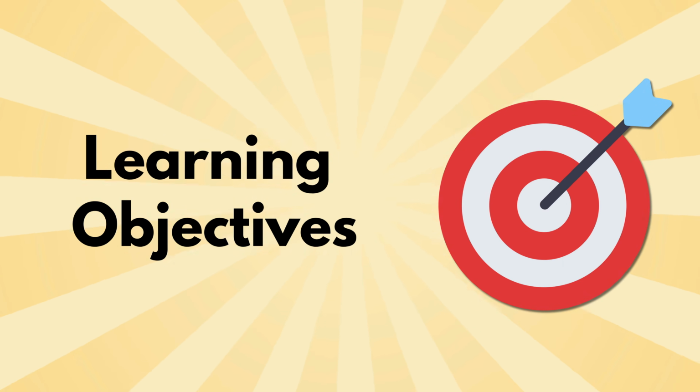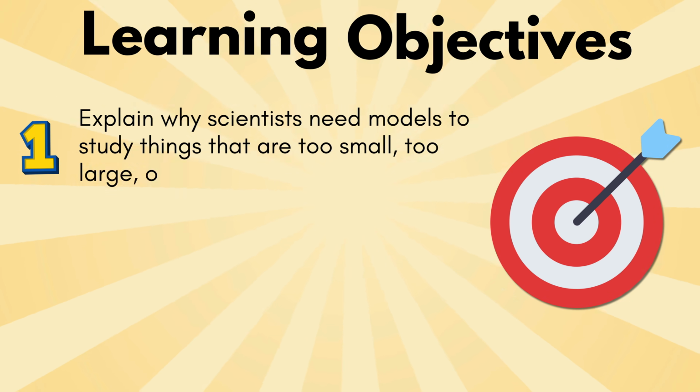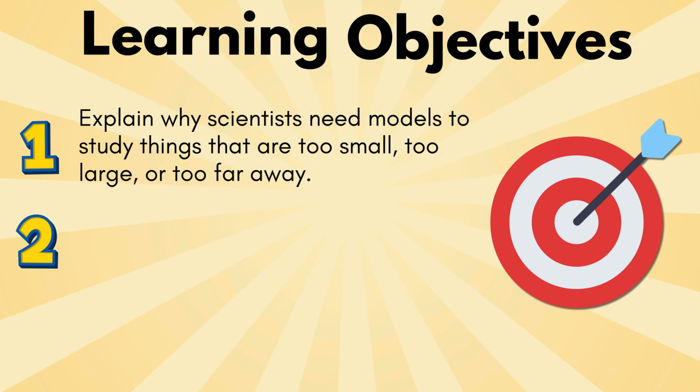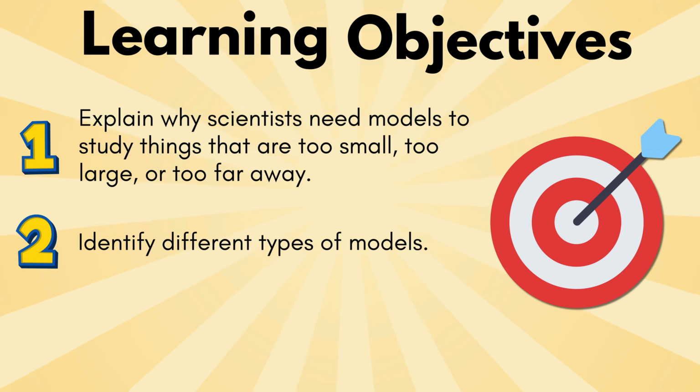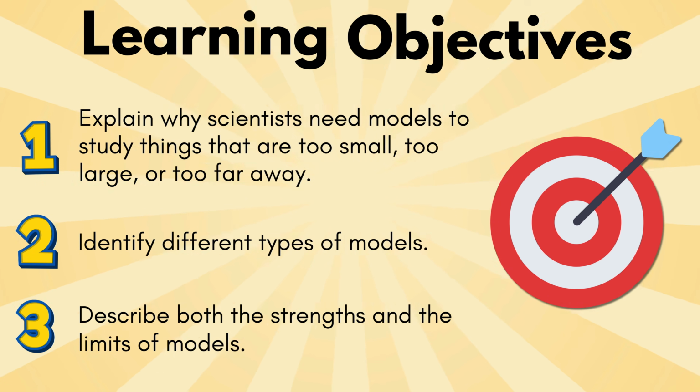By the end of this video, you should be able to do 3 things. First, explain why scientists need models to study things that are too small, too large, or too far away. Second, identify different types of models, from simple diagrams to physical replicas to computer simulations. And third, describe both the strengths and the limits of models, and why they are not exact copies of reality, but useful tools for understanding the unseen.